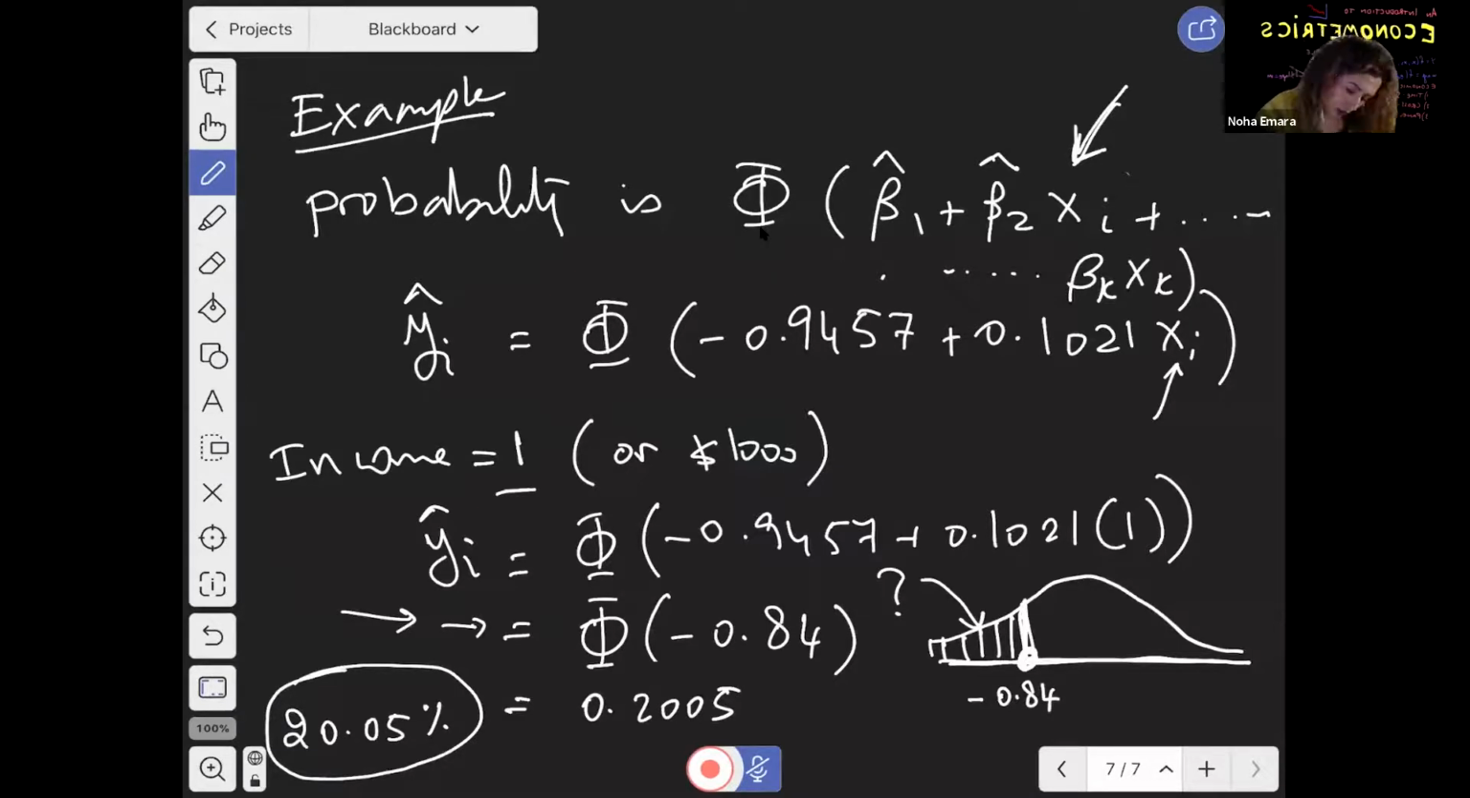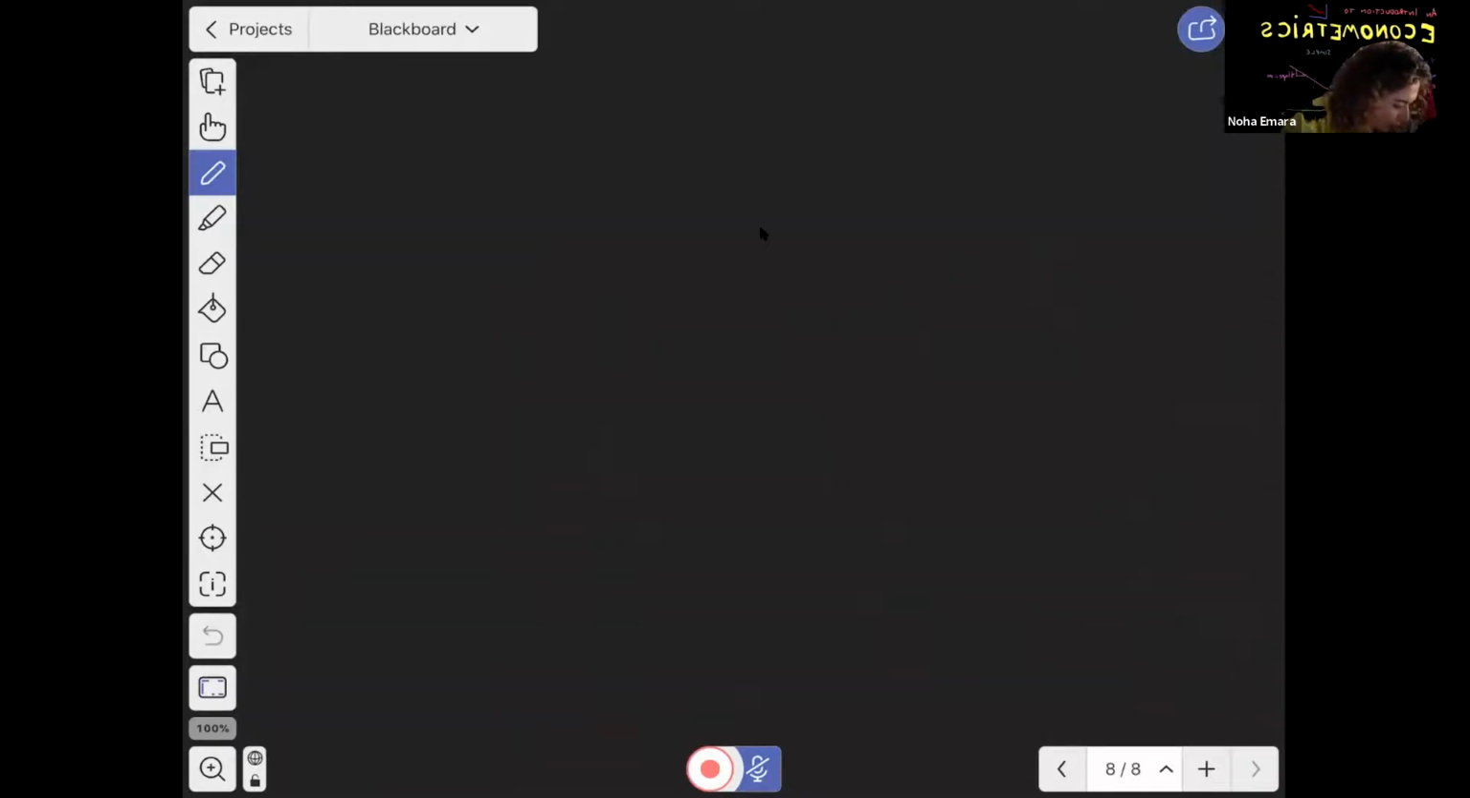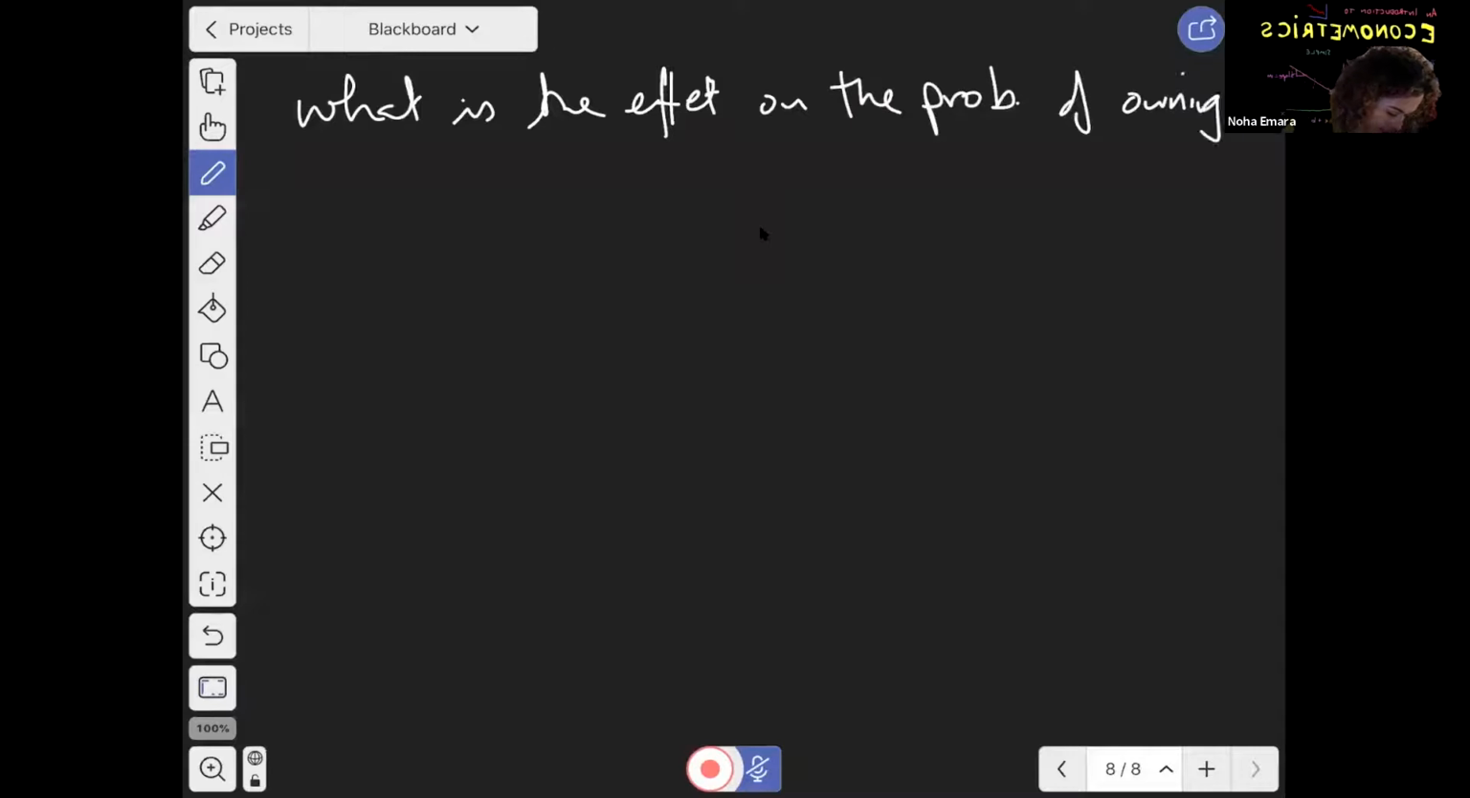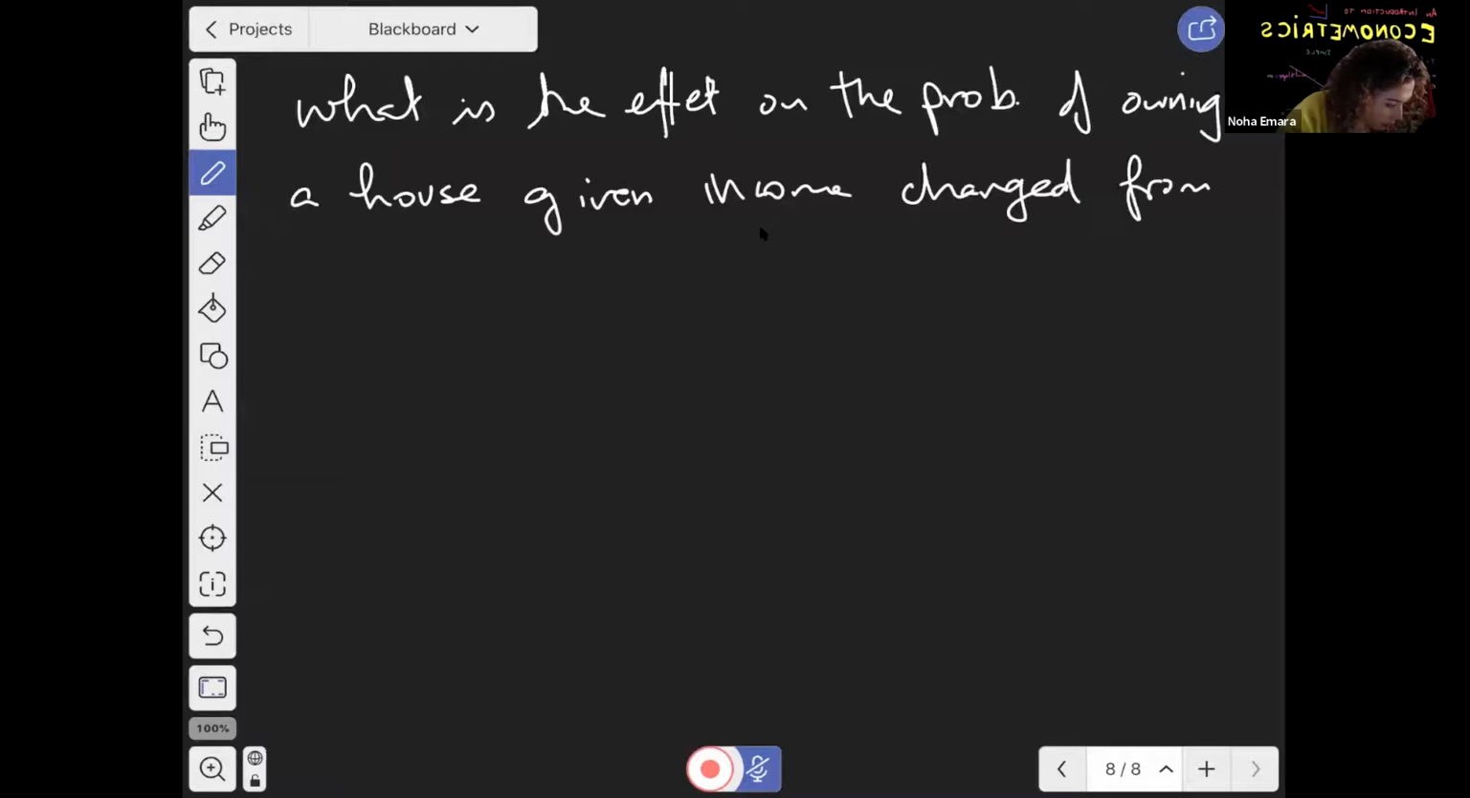Okay, so let's do something else. Suppose that I'm asking you this question. What is the effect on the probability of owning a house given income changed from 1,000 to 2,000?